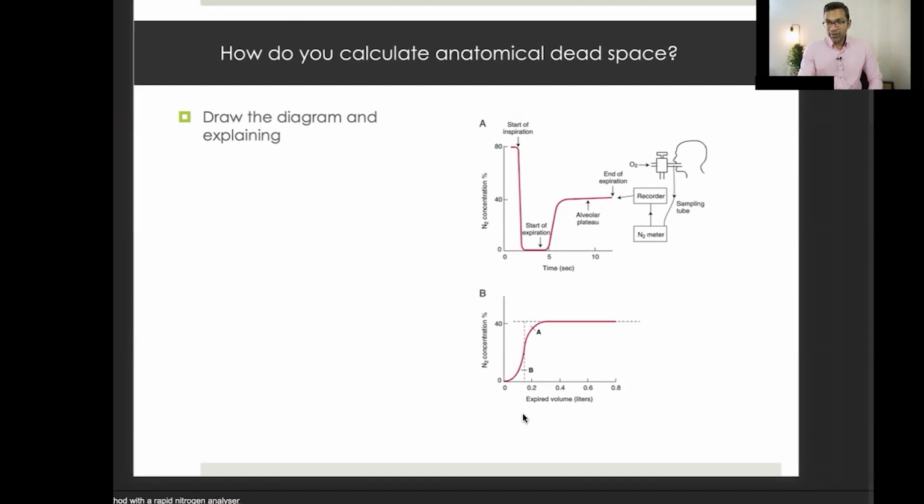A few important things there. How you measure it, it's just one breath. You get this rapid change in your nitrogen concentration where the area is half. You bisect that line, and then the intersecting point is at a point of volume on the x-axis. That's your anatomical dead space. Hopefully people can really get an understanding and just practice saying that for the exam.